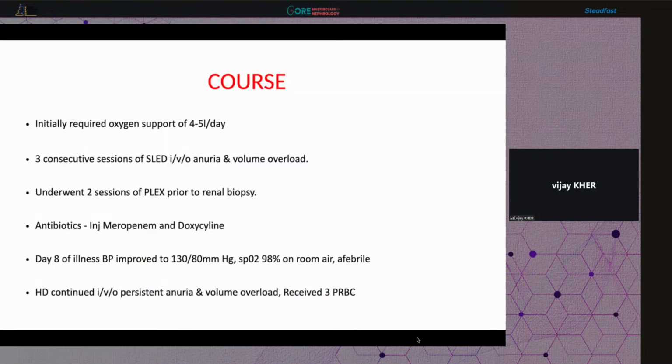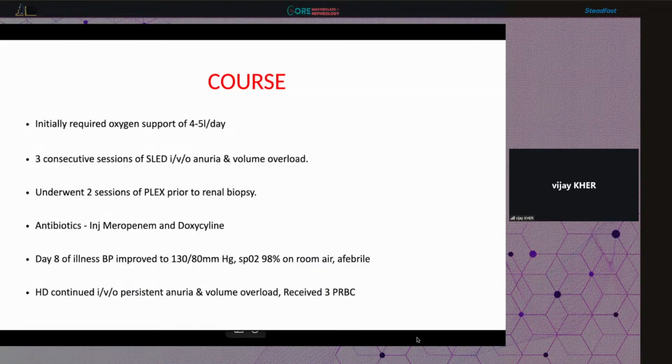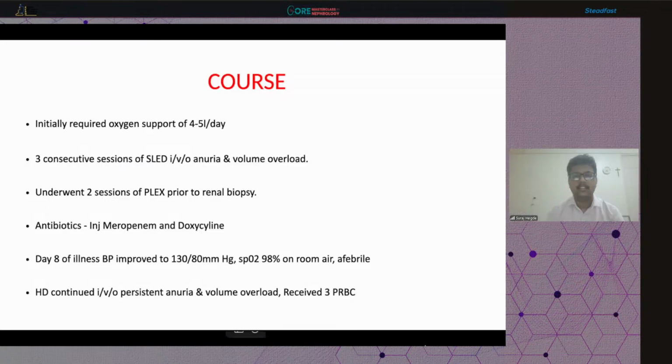The costs are prohibitive, and to prevent what has happened in this patient, unfortunately, Plex may help in some patients, but usually is not as good. Eculizumab would be the drug of choice in such patients. Yes. Okay. You can go ahead now.